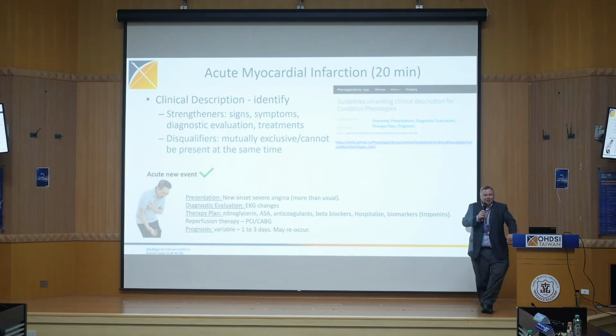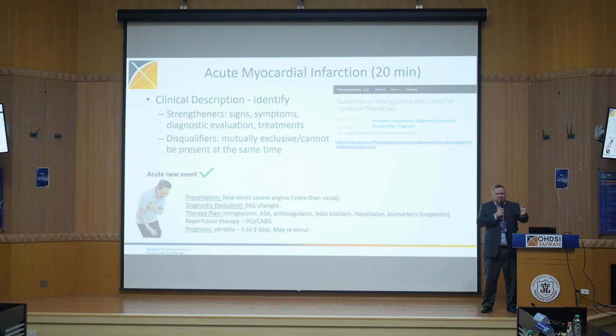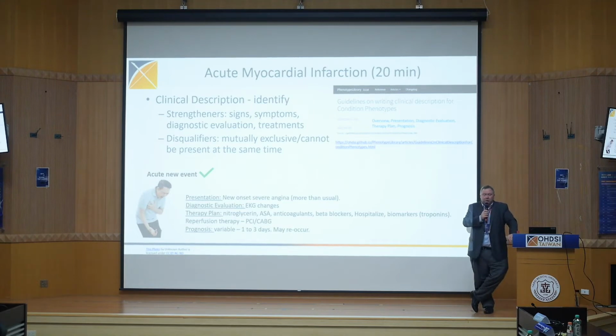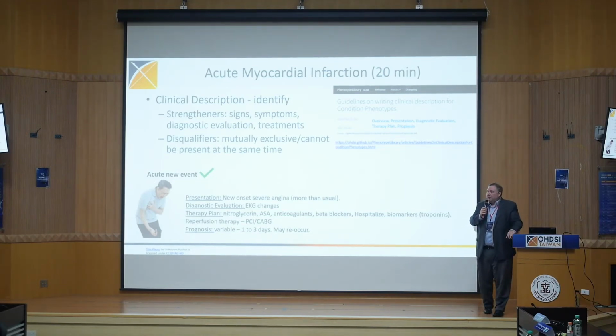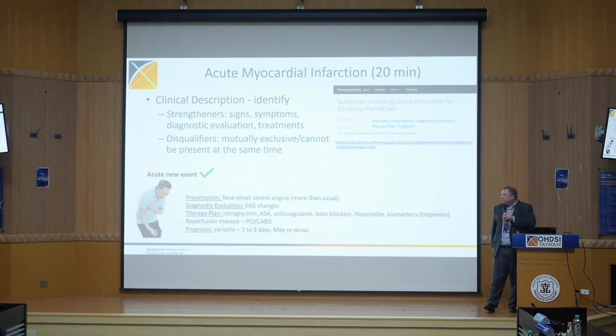So in this case, the patients start the same. They have the same symptom, chest pain. They have the same diagnostic procedure, electrocardiogram. However, one goes on to have treatment and another does not. And our challenge as we create these phenotype algorithms is how do we actually discriminate between those two different events.